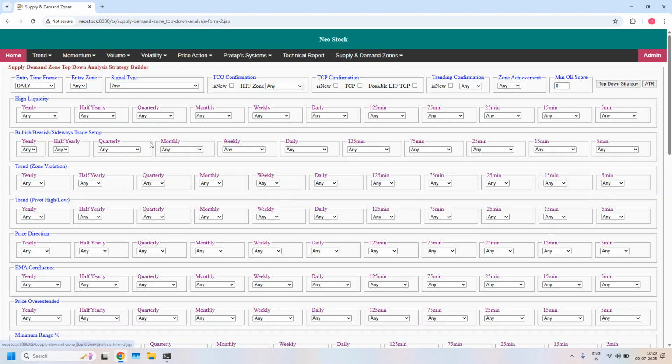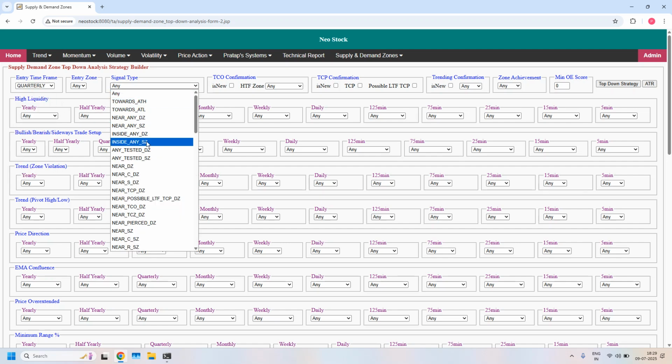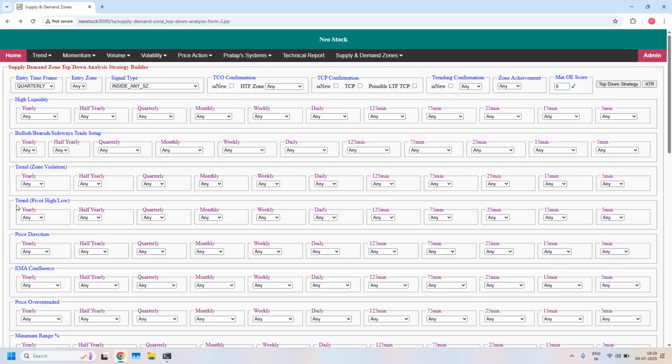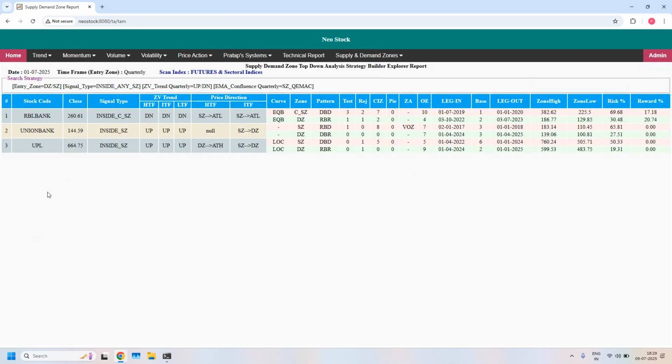Okay, next, price closed inside the quarterly supply zones, we got 15 stocks. We can further filter based on quarterly supply zone having quarterly EMA confluence. Quarterly supply zone having quarterly EMA, at the same time the trend on the quarterly should not be sideways, it can be up or down. So we got 3 stocks.